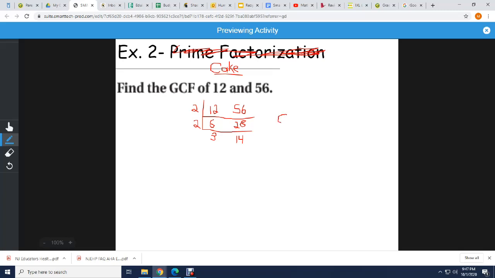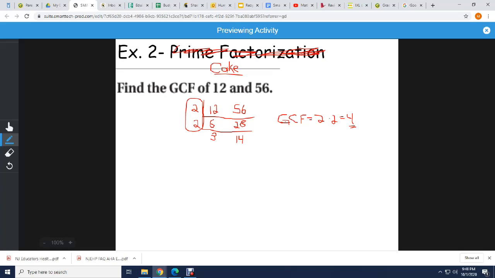To find the GCF, oops, I am not writing really well there. GCF of 12 and 56, we just multiply the two numbers that are in the icing here. 2 times 2. 2 times 2 is 4. So the GCF of 12 and 56 is 4. Okay? And so that is essentially what cake method does. It's just a way we can break things down.